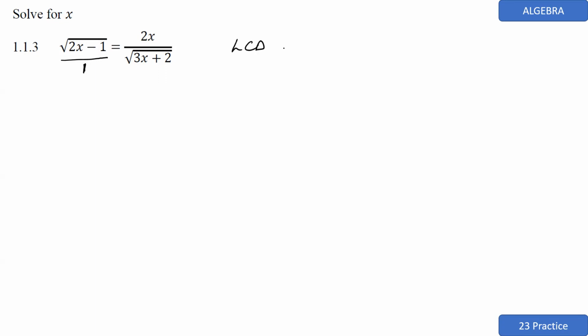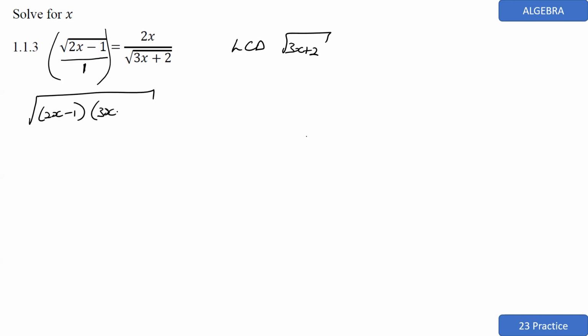Okay, so this is an LCD question. Now, LCD is 3x plus 2, so if you look at the left-hand side, I'm multiplying the root of 2x minus 1 by the root of x plus 2, putting both under the root sign. If you look at the right-hand side, its denominator is already 3x plus 2, so we don't have to multiply it. We multiply by 1. So we'll just bring down the top and we got 2x.